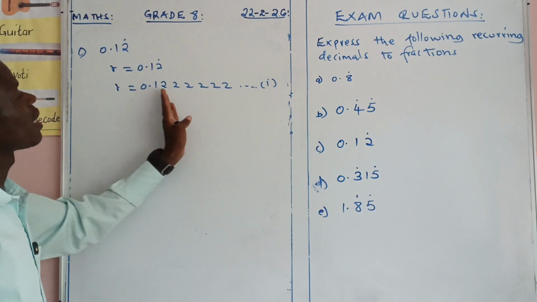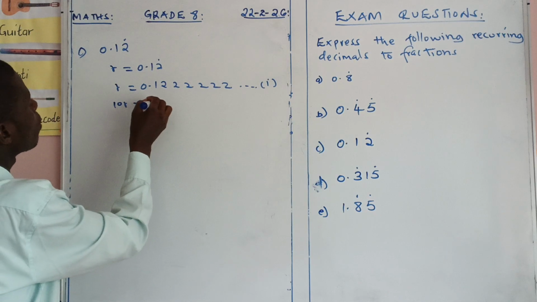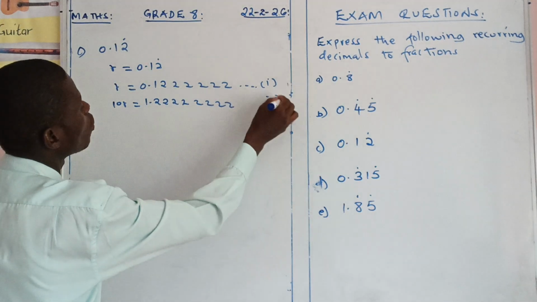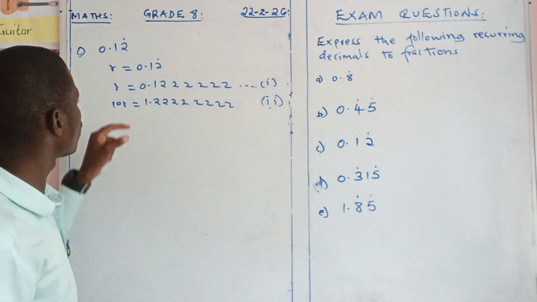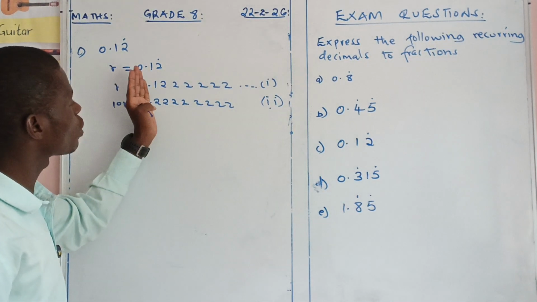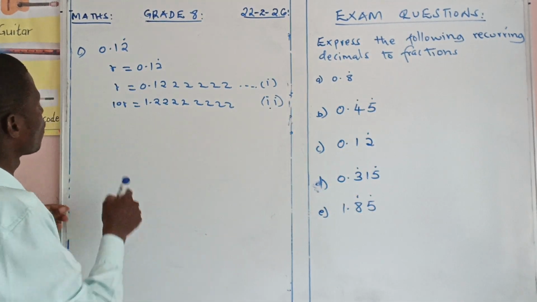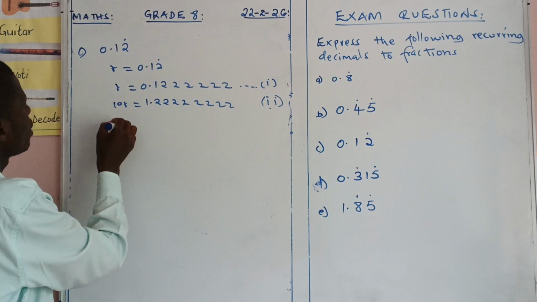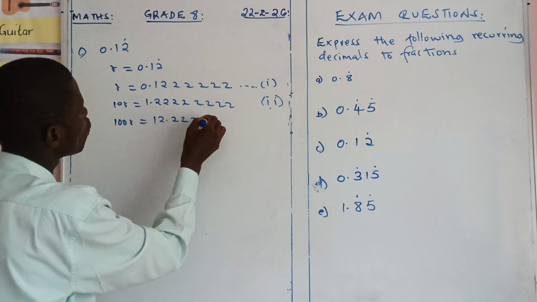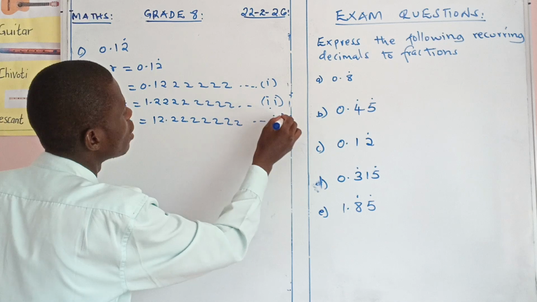So next, I want to eliminate this recurring 2. So I multiply by 10, it will be 10r is equal to 1.2222222. This is our equation 2. So confirm the two equations. Here we have 1, 2. Here we have 2, 2. So if we get the difference, we are not going to get 0 on the right-hand side. So we continue multiplying. So 10r times 10, that's now 100r is equal to 12.2222222. This is our equation 3.